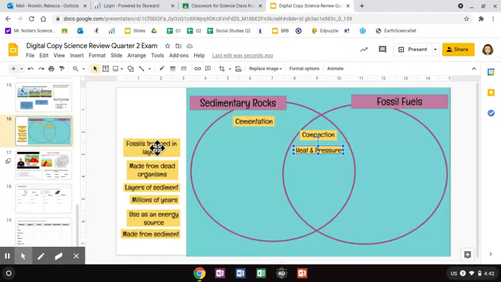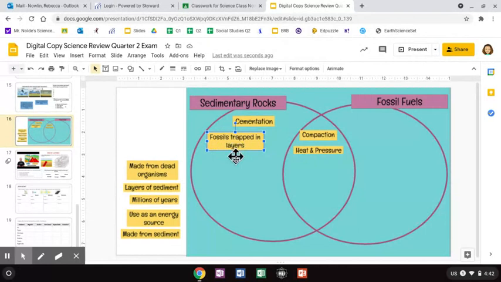Fossils get trapped in the layers. So this goes under sedimentary rocks. That can be confusing because you think fossil fuels would contain fossils, but they don't. Fossil fuels are made from the remains of organisms that decompose and change into a fossil fuel like coal or oil. Whereas a fossil is actually an imprint or a hardened remain of like bones, or an imprint of the shell, or an imprint of the footprint, or things like that.